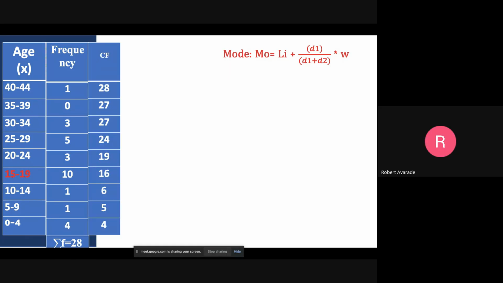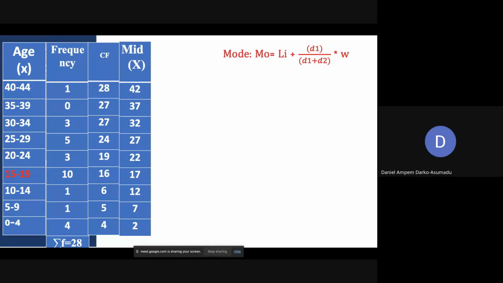The x values are the midpoint. So how do you calculate the midpoint? You add the lower limit and the upper limit of the class interval and divide by 2. So you add 40 plus 44 divided by 2, you get the midpoint, which is the x, 42. 35 plus 39 divided by 2 gives you 37.